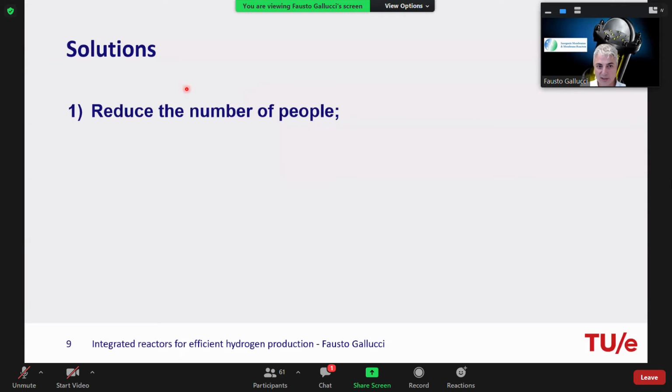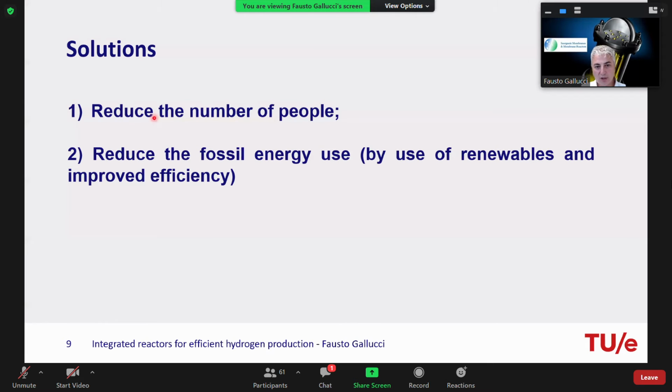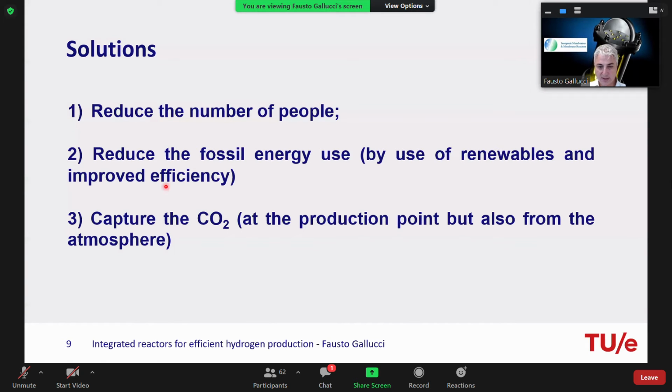Now, of course, this is not a solution we can work on. What we can work on is the reduction of the use of fossil energy, or perhaps using renewables and improving the efficiency of fossil fuel as well. And another solution is capturing the CO2. You can do the capture at the point where you produce the CO2. In the long run, I think we also have to capture CO2 from the atmosphere.